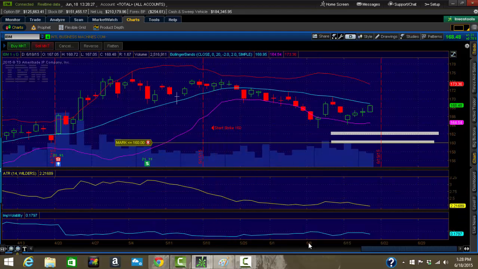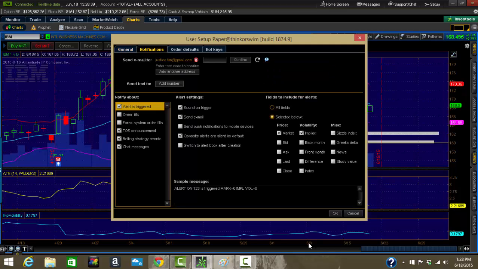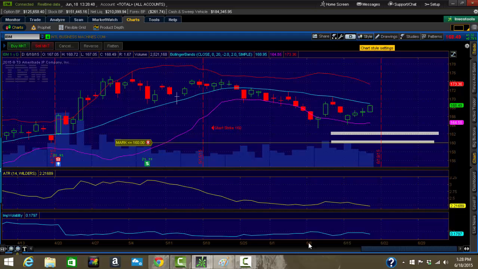Now, this alert will only ring a bell if I'm logged into my system, unless you change a setting. You have to come up here to Setup, Application Settings, Notifications, and then set up your email, so that it will send you an email when the alert is triggered. You can also have it set up an SMS text in your live account, so it will send you a text message if you choose to do that.